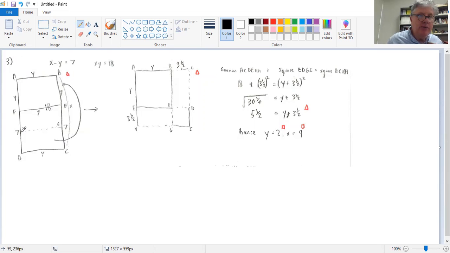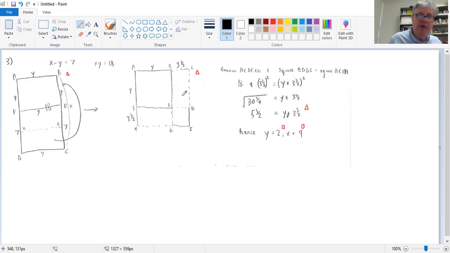So what we're going to do is cut this bottom rectangle in half and place it by the side up here, and then fill in with a little square. So we create this gnomon here. Since we cut the 7 in half, this is 3.5, this is 3.5. So now we've created a square. It's a y plus 3.5 square, so its area is y plus 3.5 squared.